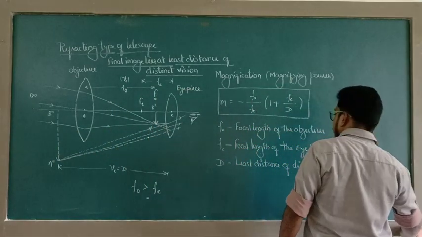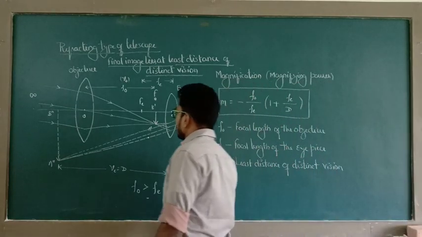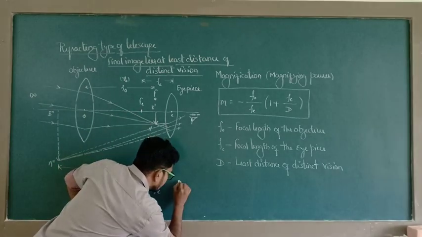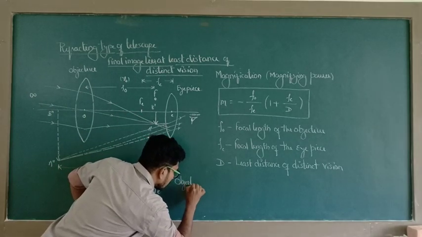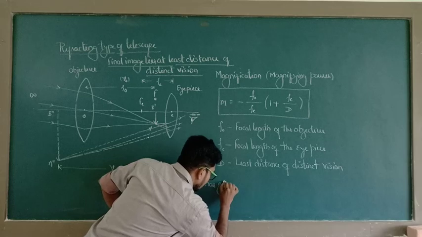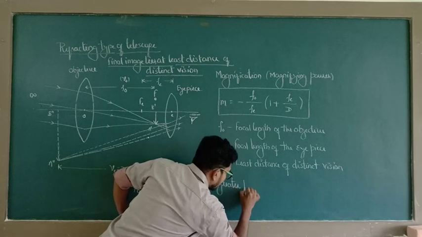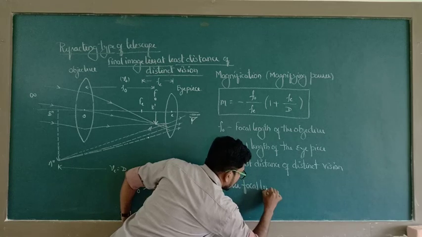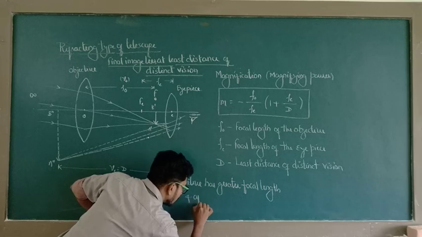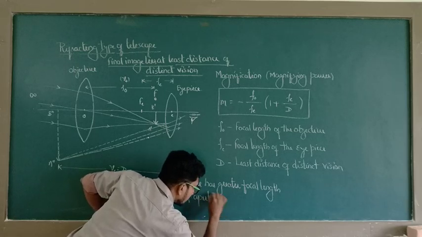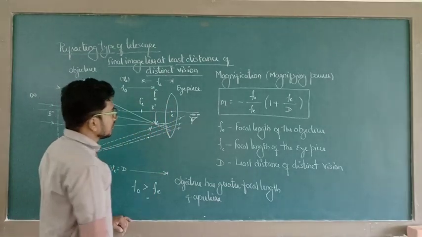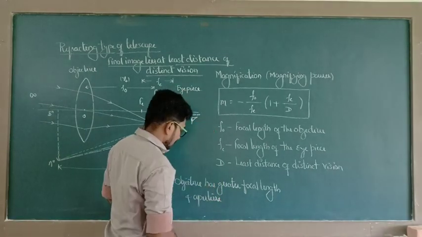If you want, you can write: objective has greater focal length and aperture. Objective has greater focal length and aperture as that of the eyepiece.